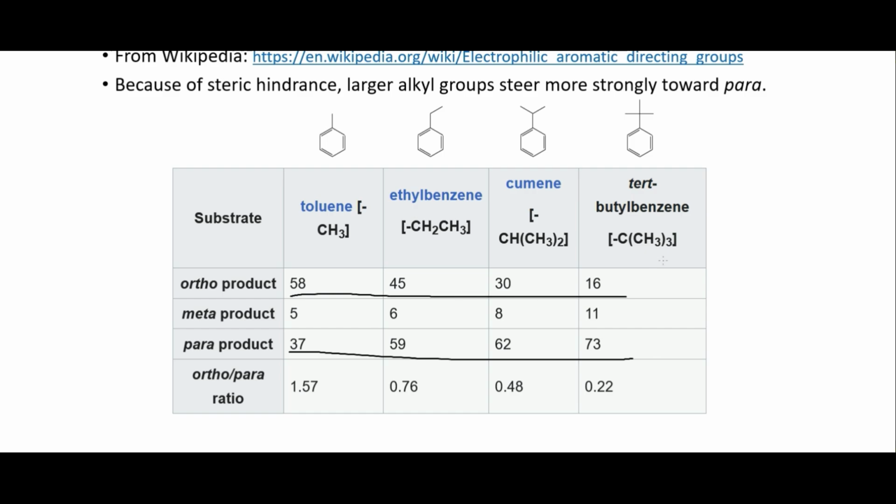That's because we have this steric hindrance where trying to add the electrophile, say on this carbon or this carbon, is going to be hindered by this large bulky group right here. And so it's going to actually put it more on the para carbon right there. So as the group gets more bulky, you end up with more of the para substitutions rather than the ortho substitutions.